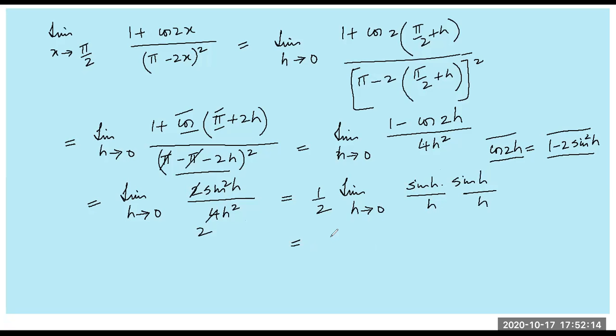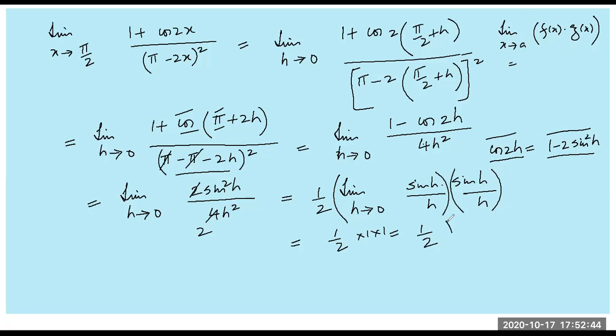So this is equal to 1 by 2 into limit of this into limit of this, limit h approaches 0, because you remember limit x approaches a f of x into g of x is equal to limit x approaches a f of x into limit x approaches a g of x. So this will be 1 by 2 into 1 into 1. This is equal to 1 by 2. Am I right? Very good.